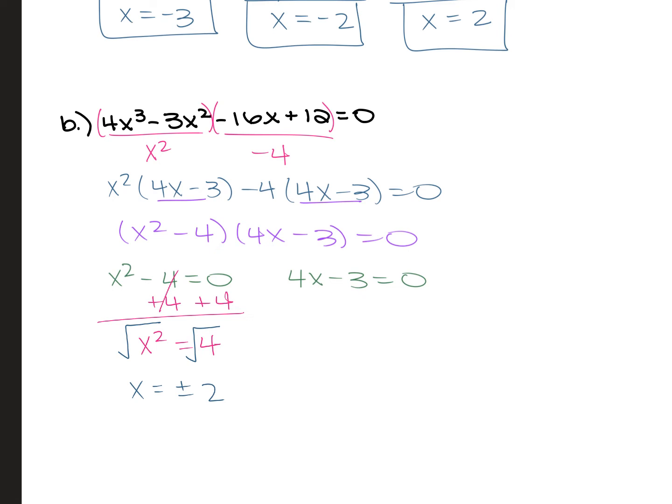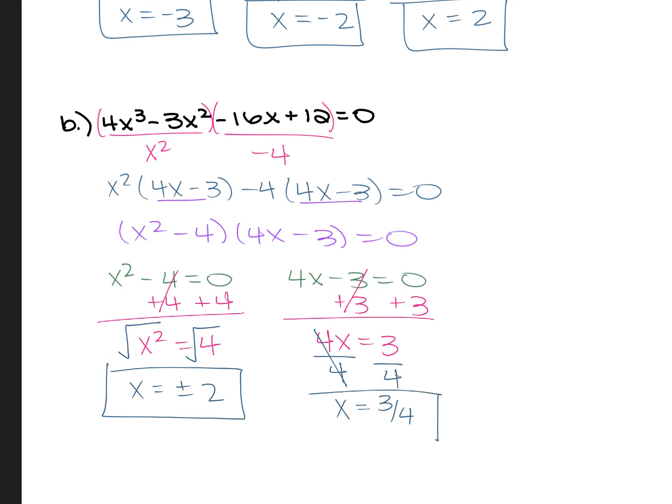From your 4x minus 3 is equal to 0, we're going to move the 3 over first by adding it to both sides. That gives us 4x is equal to 3. Then we're going to divide each side by the 4. And we have that x is equal to 3/4. So you have three solutions here, the positive 2, the negative 2, and the 3/4.